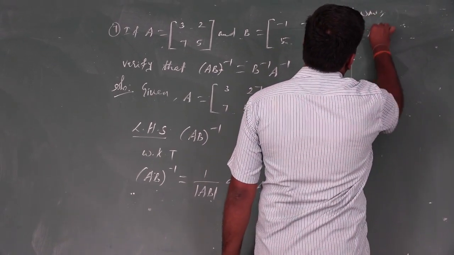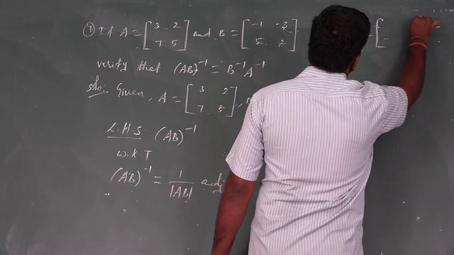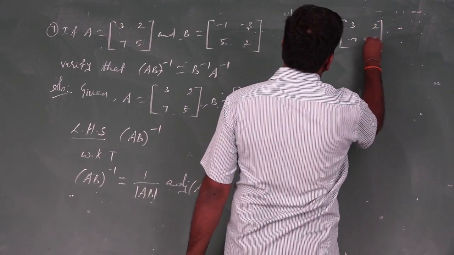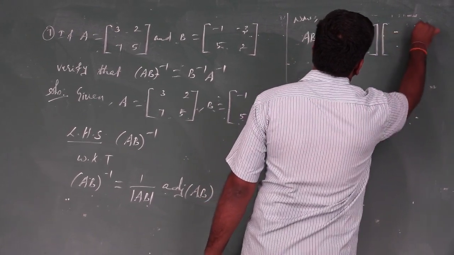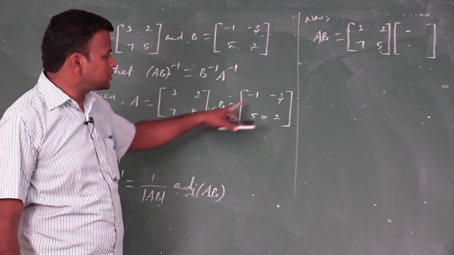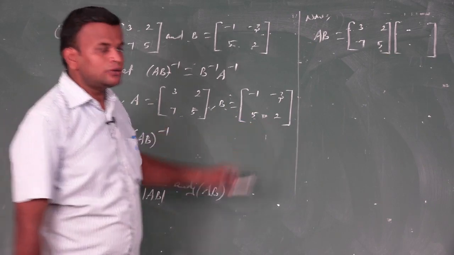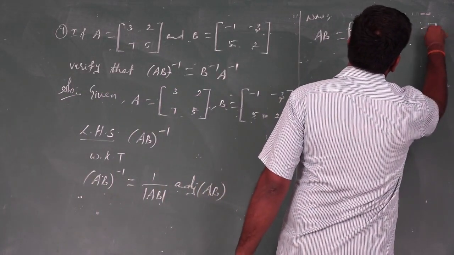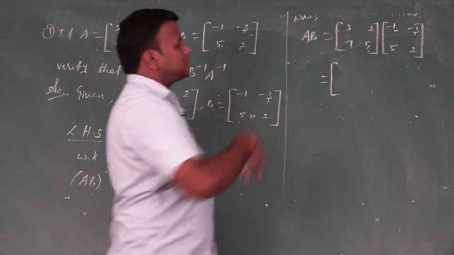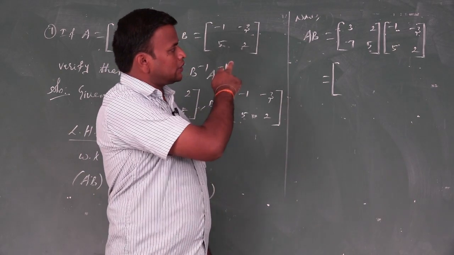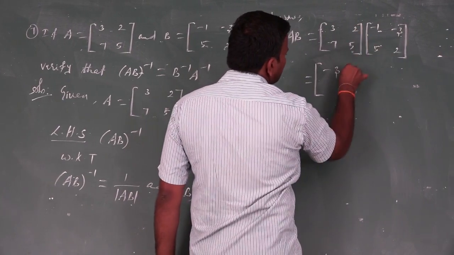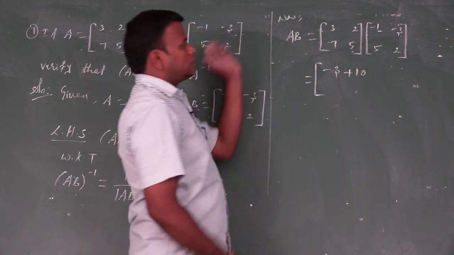Now we multiply the matrix AB. The A matrix values are 3, 2, 7, 5. And the next matrix is B. The values of the matrix B are -1, -3, 5, 2. Now we multiply these two matrices. 3 into -1 is -3, 2 into 5 is plus 10. Okay, first row, first column is over.